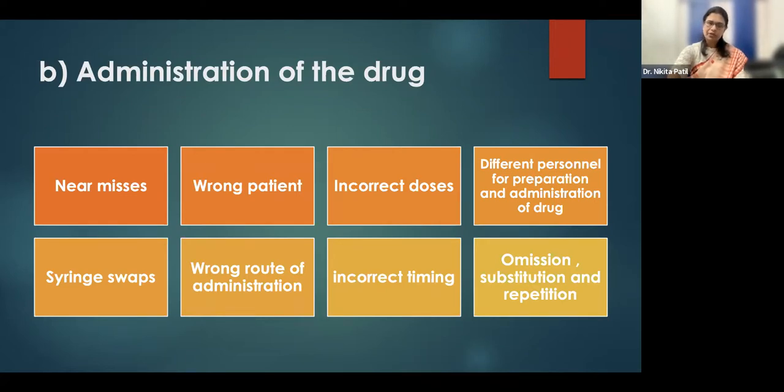Wrong route of administration, incorrect timing. Now here we can be blamed for not giving the antibiotic prophylaxis before the tourniquet is applied. Or injection of propofol, second, heparin timing. So incorrect timing, removal of the catheter and the heparin timing, omission, substitution and repetition. Sometimes they ask us to repeat, inject again.